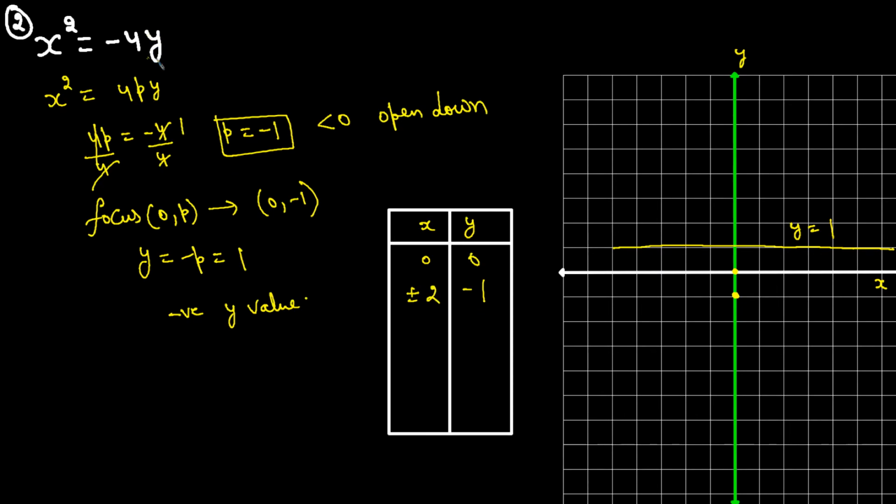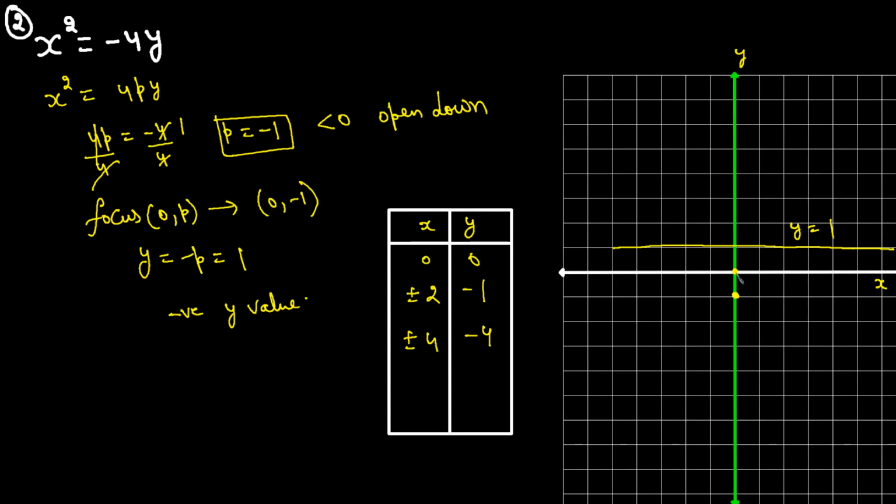See, if I plug in y is equal to negative 1, this gives me 4, and the square root of 4 is plus minus 2. And negative 4 will give me plus minus 4. 4 times 4 is 16, the square root of 16 is plus minus 4. So let's plot those points and join the points to find the parabola.